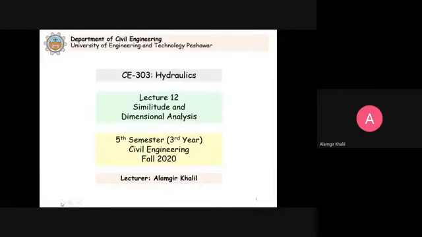Okay, Bismillah Rahman Rahim. Today is lecture number 12 of the course Hydraulics, and we will continue our discussion with similitude. And then, in the next part of the lecture, we will study dimensional analysis.